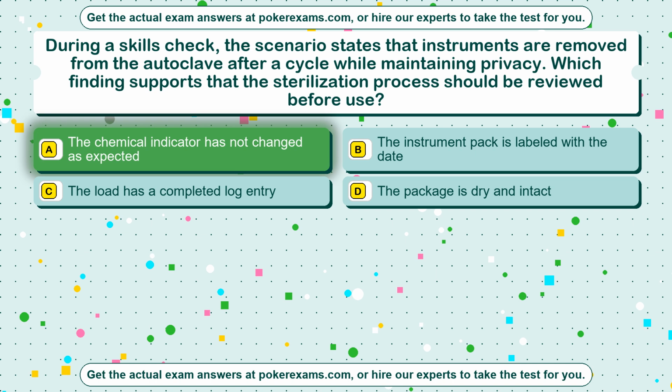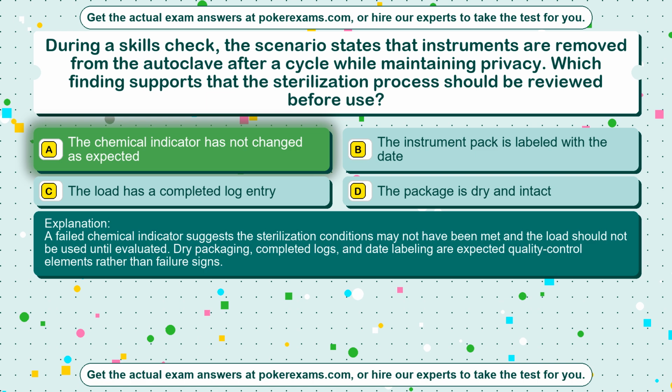The correct answer is option A. The chemical indicator has not changed as expected. A failed chemical indicator suggests the sterilization conditions may not have been met and the load should not be used until evaluated. Dry packaging, completed logs, and date labeling are expected quality control elements rather than failure signs.